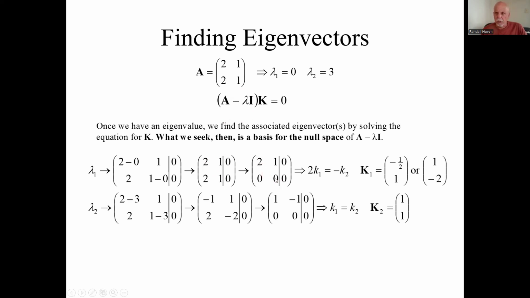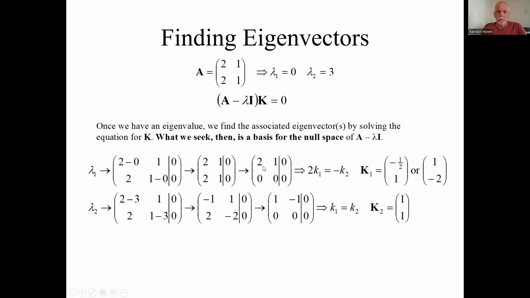There we go. It's in row echelon form. There's a pivot, a row of all zeros. And by the way, if you do not get a row of all zeros, you did something wrong somewhere. We're always going to get a null space of dimension 1 or more.